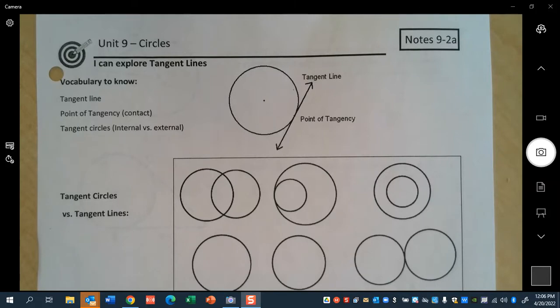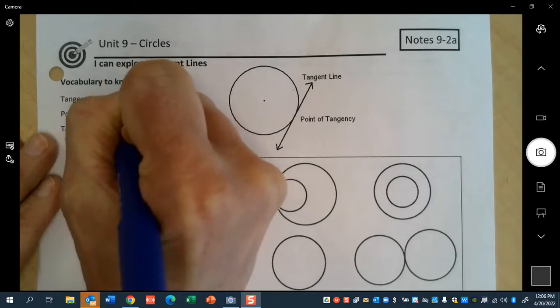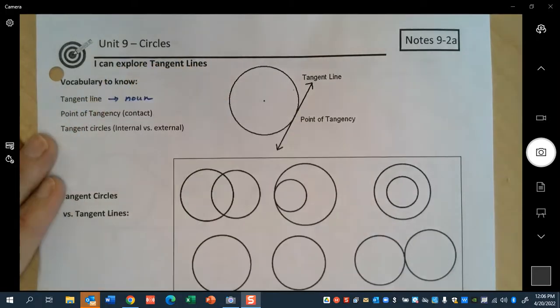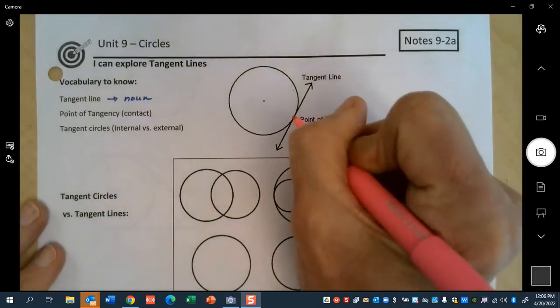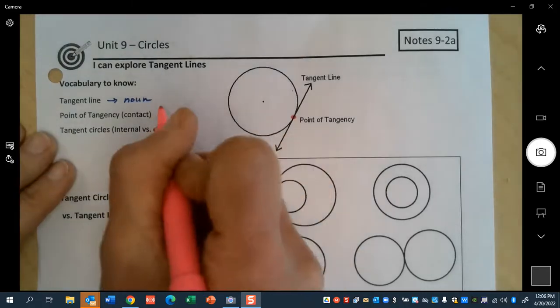Okay, so a tangent line, which we're going to say is a noun. A tangent line is a thing. A tangent line is going to be a line that intersects a circle in exactly one point. That point of tangency is where it hits. So that tangent line is a thing that is tangent through the point of tangency. That's that place where it contacts. That point of tangency.